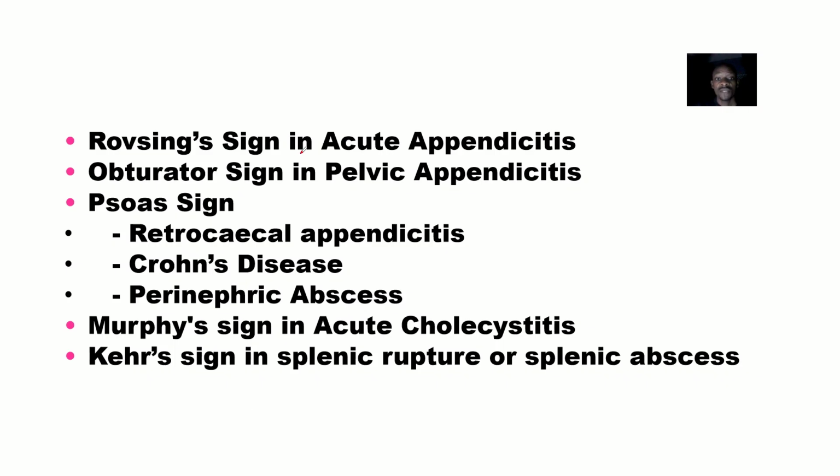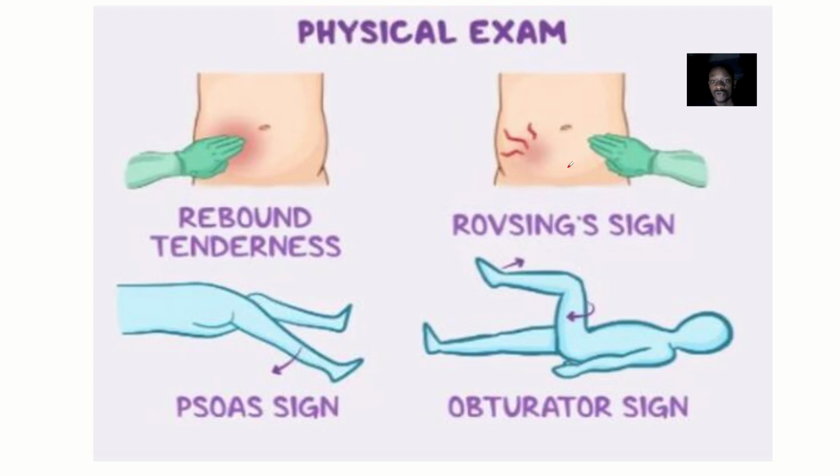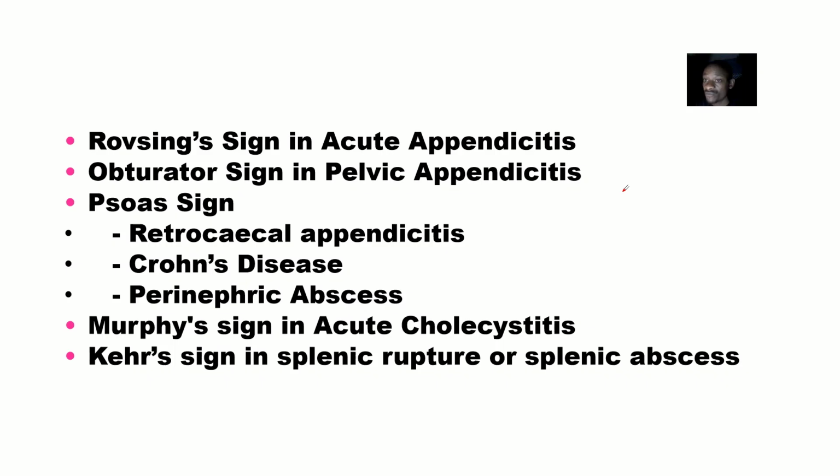Then you also check for Rovsing sign in acute appendicitis. This is what Rovsing sign is: the appendix is on the right lower quadrant, but when I palpate the left lower quadrant, the patient will still feel pain on the right lower quadrant, right? So that's a positive Rovsing sign.